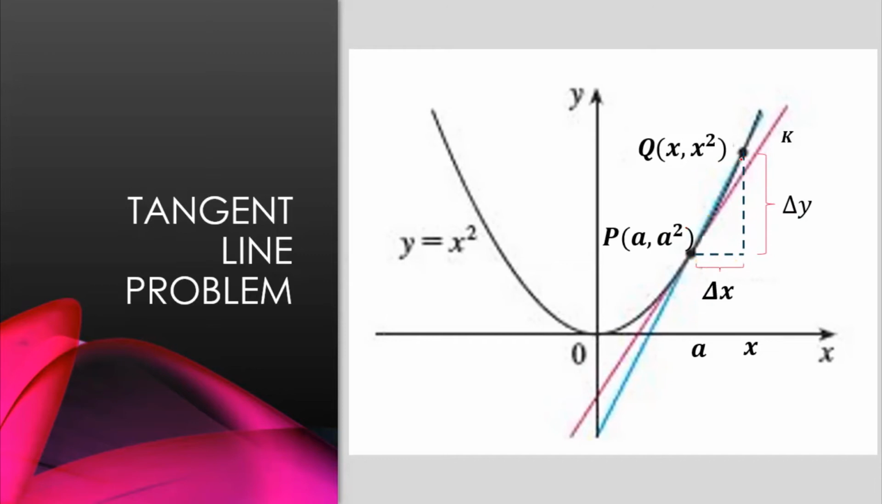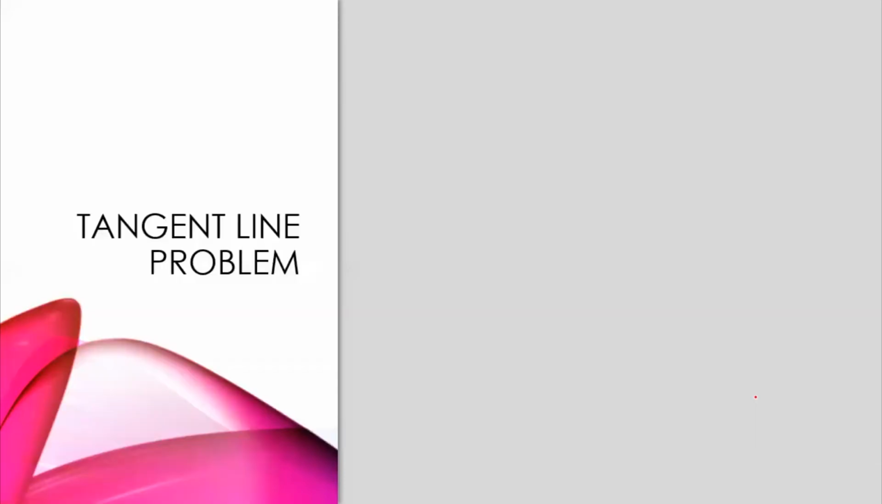Now recall, given this right triangle, we can determine the slope of the secant line by the use of the formula. The slope of the secant line PQ is equal to delta y over delta x. It is the change of y over delta x. Suppose delta x is equal to h. Now our delta x is the change of x, right?